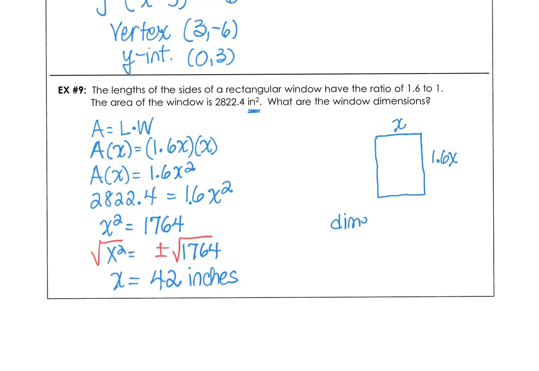So we're going to do the dimensions here. We got 42 inches wide by, and then we're multiplying 1.6 by 42, and that makes the window 67.2 inches in length. So we know the measurement of the window. And that's the end of completing the square in chapter 4.